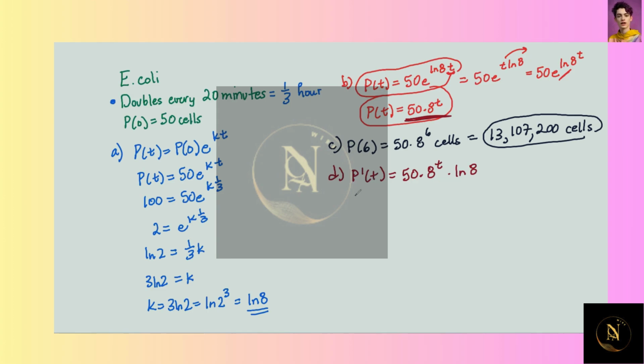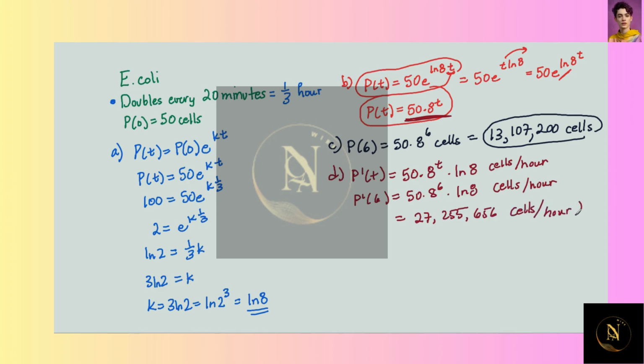If I want to know what it is at 6 hours, I'm going to go ahead and plug in 6 for t. This, by the way, is in cells per hour. And we end up, if we plug that in our calculator, we get this huge amount, a really big rate of growth, really crazy big. Okay, so that is our rate of growth in cells per hour. So really, really big growth.